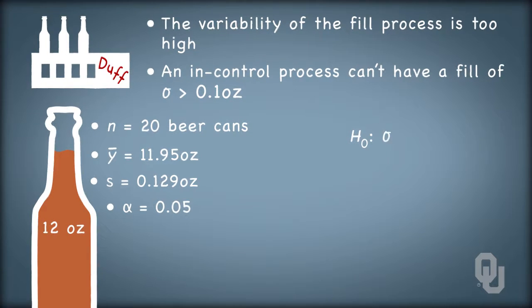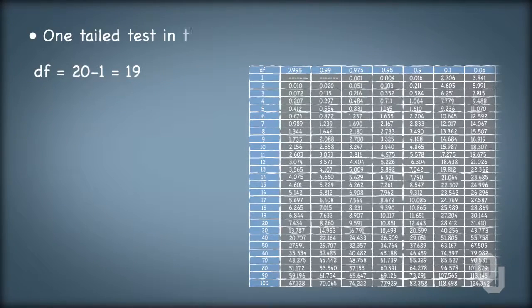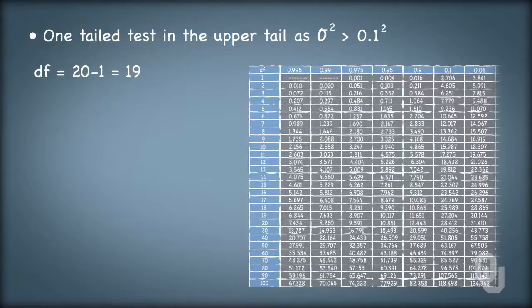H naught is that the variance is less than or equal to 0.1 squared, and the alternative hypothesis, H1, is that the variance is greater than 0.1 squared. The distribution of the test statistic is the chi-square distribution with degrees of freedom 20 minus 1, or 19, and this is a one-tail test in the upper tail. With 95% confidence, alpha is 0.05, and it's entirely in the upper tail.